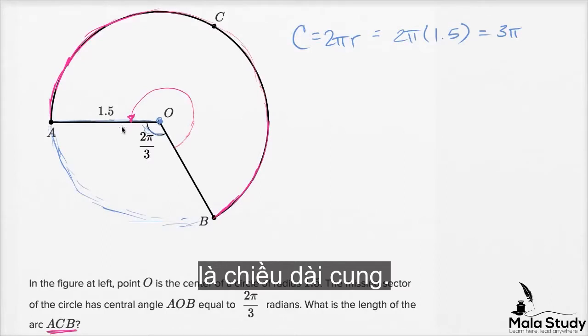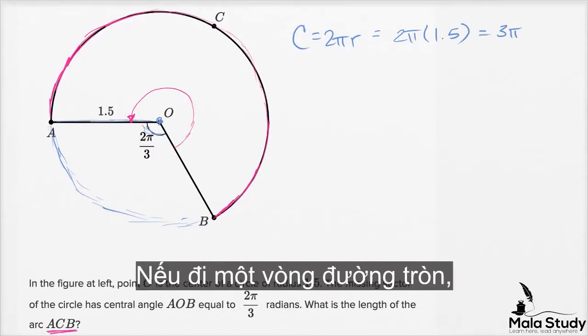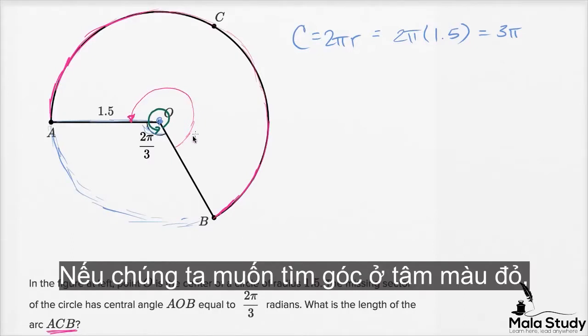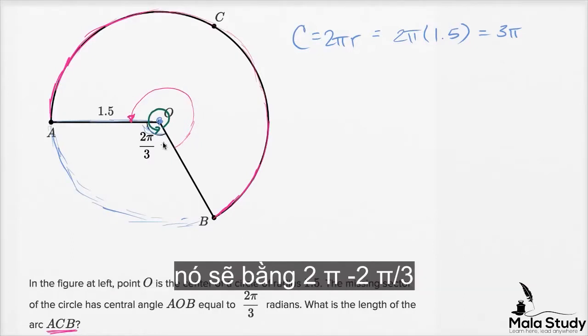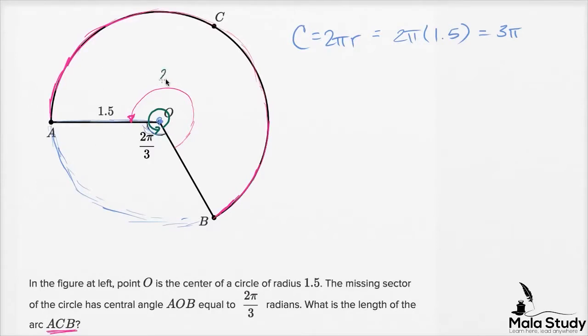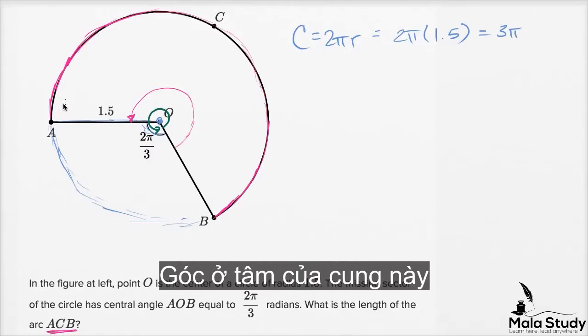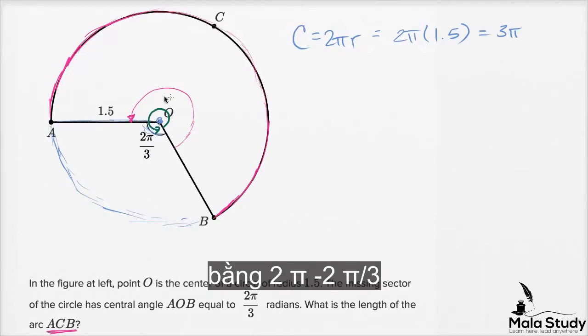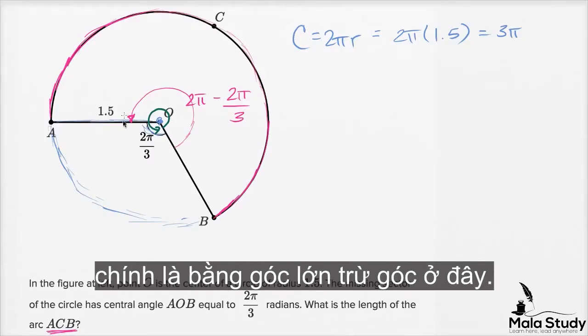Well, what's this angle going to be? Well, if we went all the way around the circle, that'd be 2 pi radians. But if we want to figure out this magenta central angle, it's going to be 2 pi minus this 2 pi over 3. Let me do it in that magenta color. So the central angle for this piece of the circle, that's kind of the central angle for ACB, is going to be 2 pi minus 2 pi over 3. I'm going all the way around, but then I'm subtracting out this part right over here.